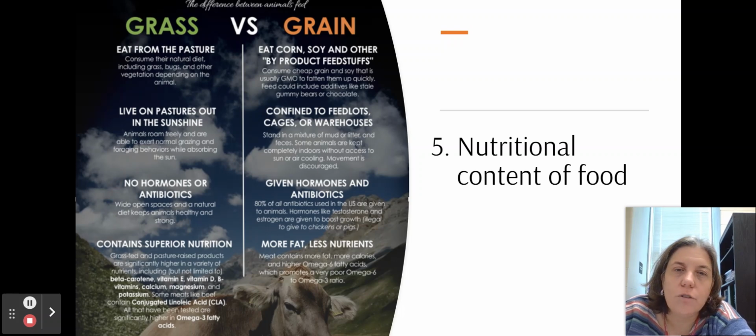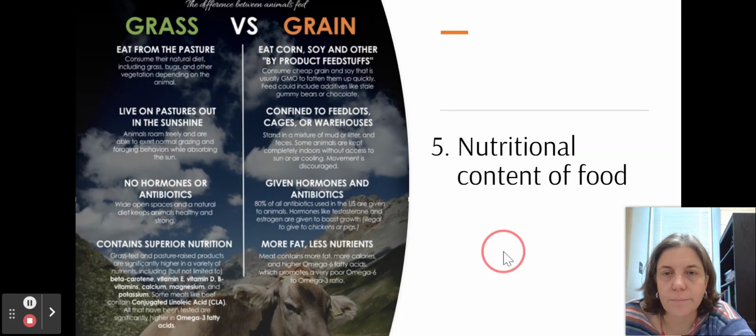So you can eat from the pasture, or you can eat corn, soy, and other things. You can live out on the pasture in the sunshine, or you can be in a feedlot. You can have no hormones or antibiotics, or be given lots of medicine. So this graphic here is telling you that grass-fed beef is superior in nutrition. I would argue with that in some cases, but I've also learned a lot about nutrition in the past few years. But that's what they're professing, that the grass-fed beef is better for you. However, the grass-fed animals take lots and lots of resources, so there's a trade-off there.